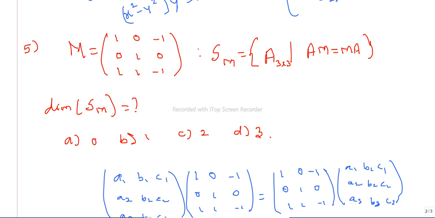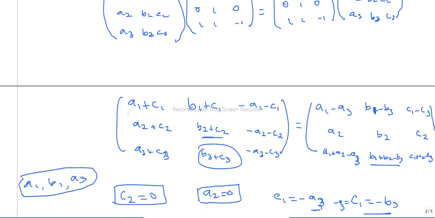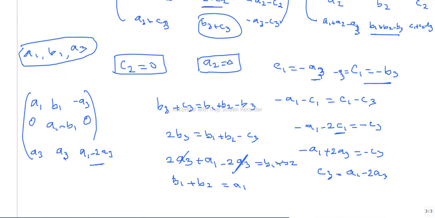So only this type of matrix commutes with M. So which type of matrix? Like this. So this is actually our A. So only this type of matrix will commute with this matrix M. Therefore here the number of unknowns is 3. Therefore the dimension of the subspace, vector space, is 3. Okay.